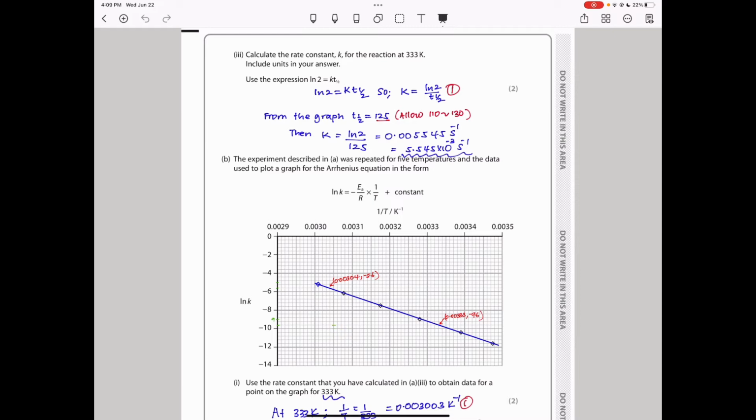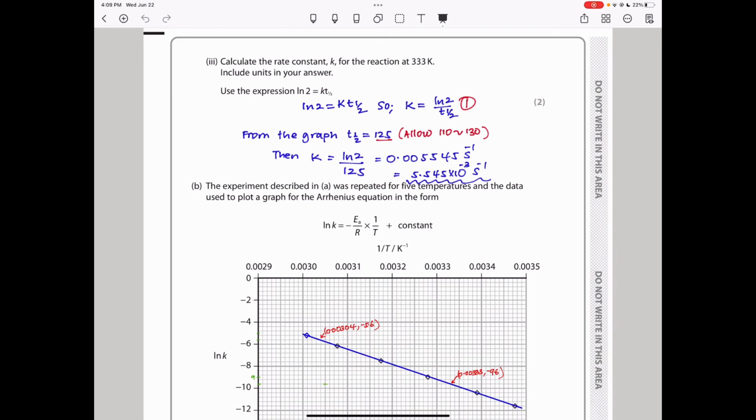Calculate the rate constant K for the reaction at 333 K. Include units in your answer. So they say use the expression natural log of 2 is equal to K T1/2. Here we're going to use the expression we're given, and we'll first make K the subject. So K is going to be natural log of 2 divided by the half-life, T1/2. Remember from the graph previously, we have found that the half-life is 125 seconds. So we will substitute that into there, and then this is what we're going to have. Using your calculator, you'll find that K is 5.545 times 10 to the power negative 3 per second. Or you could write it as this, but converting it to standard form, I get that as the answer.